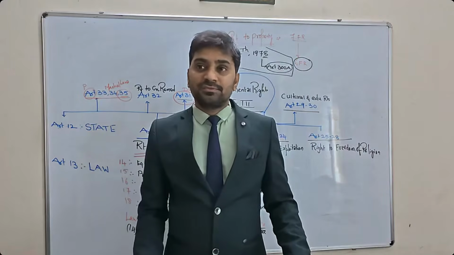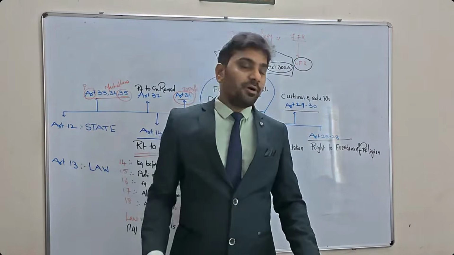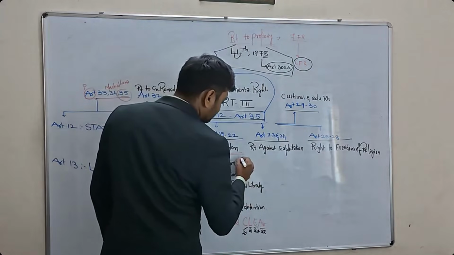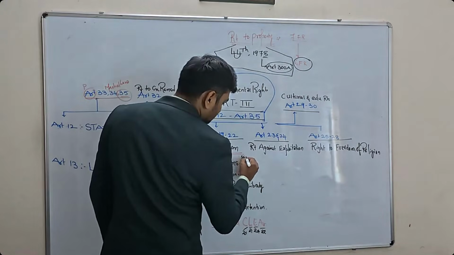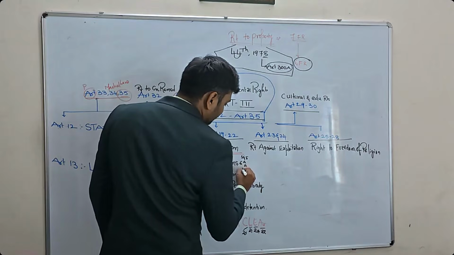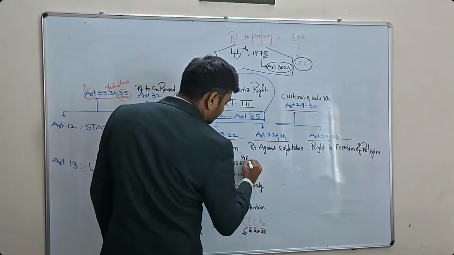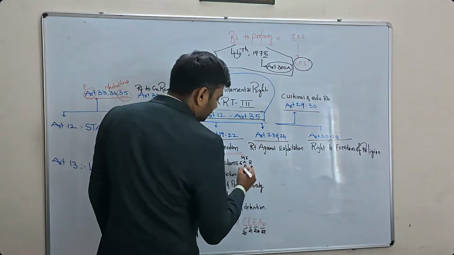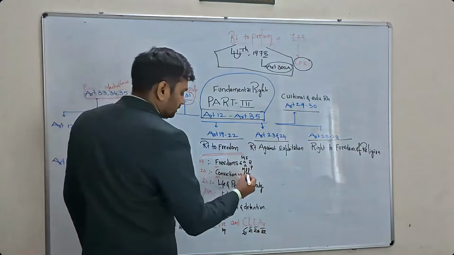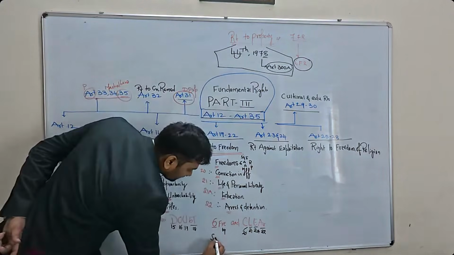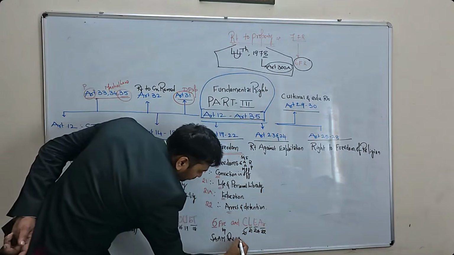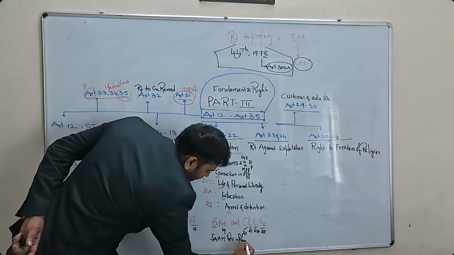Now, what are the six freedoms under Article 19? Freedom of speech and expression, freedom of assembly, freedom of association, freedom of movement, freedom of residence, freedom of profession. SAAM. Sam resides in Poland. Profession. So this is the code.